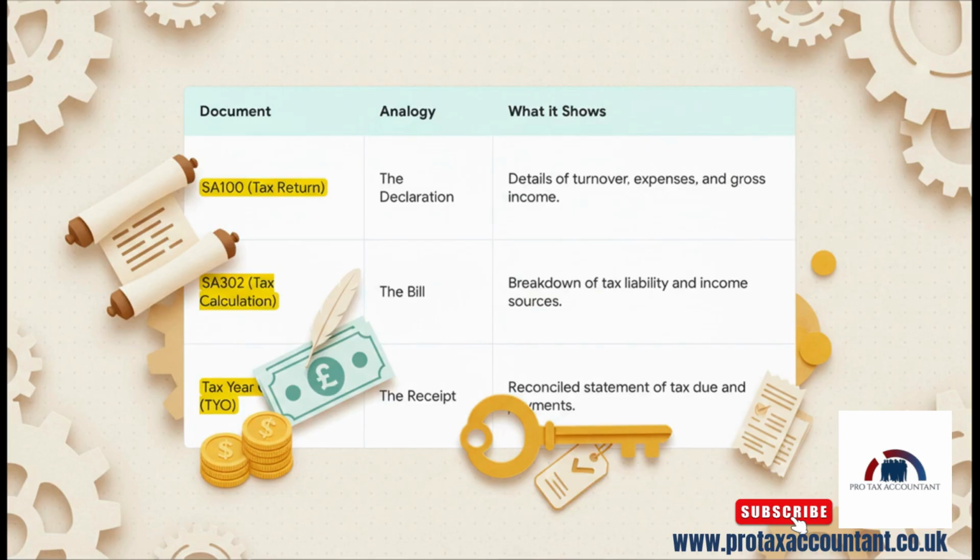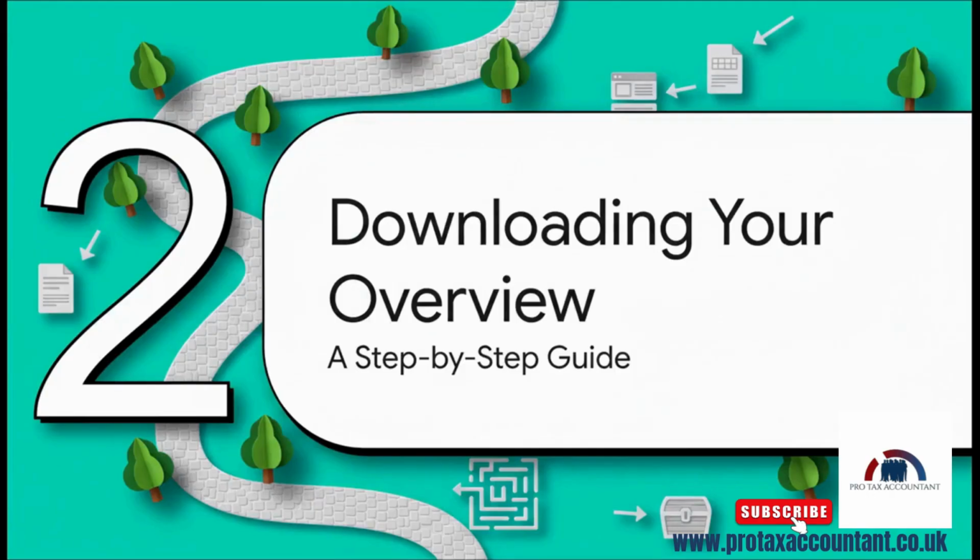But the tax year overview? That's the official receipt. It's the proof. It doesn't just show what you were billed. It shows what you've actually paid. And for a lender, that proof of payment is everything. It's golden.